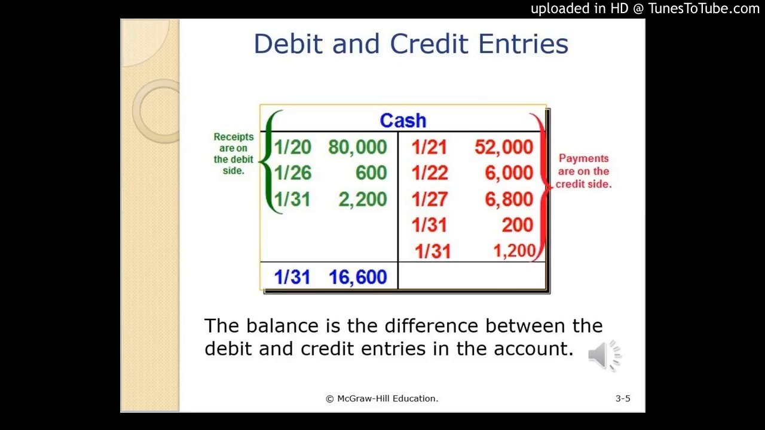So on balance for this month, if you sum total all of these, 80,000 minus 52,000 minus 6,000 plus 600 minus 6,800 plus 2,200 plus 200 plus 1,200, you end up with a positive balance. That is, the cash account is higher at the end of the month than it was at the beginning of the month. So what we have here is a debit balance in the cash account on 1/31, and it's the difference between the debit and credit entries.